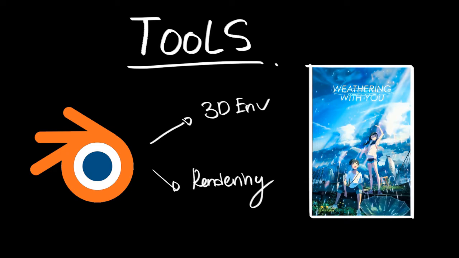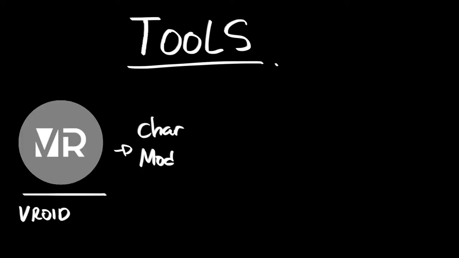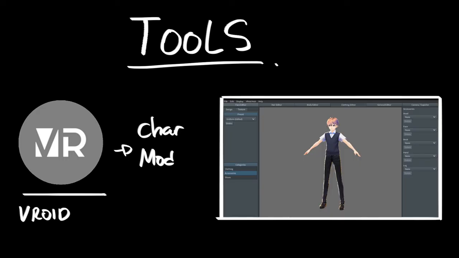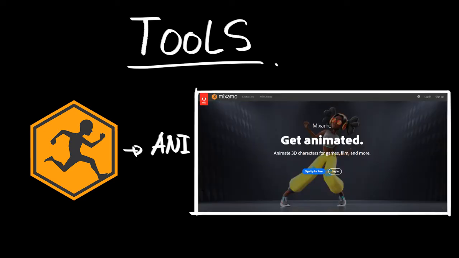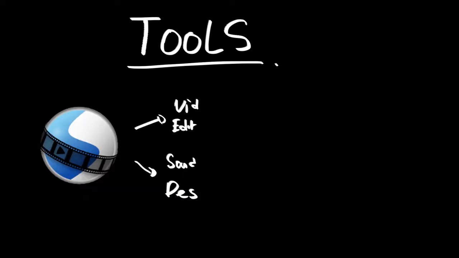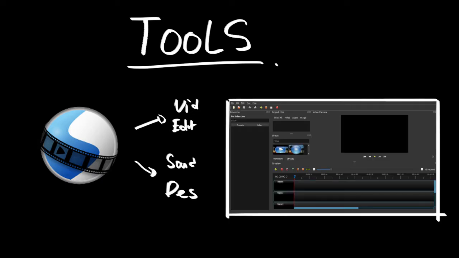For the character modeling, I'm using Vroid. This is also open source, where you can make a 3D anime character ready for animation. And for the animation, I'm using Mixamo. It's also a free program which consists of a bunch of basic movements for character animation. And the last one, for the video editing and sound design, I'm using OpenShot. It's also a free program which pretty much covers all basic video editing features.